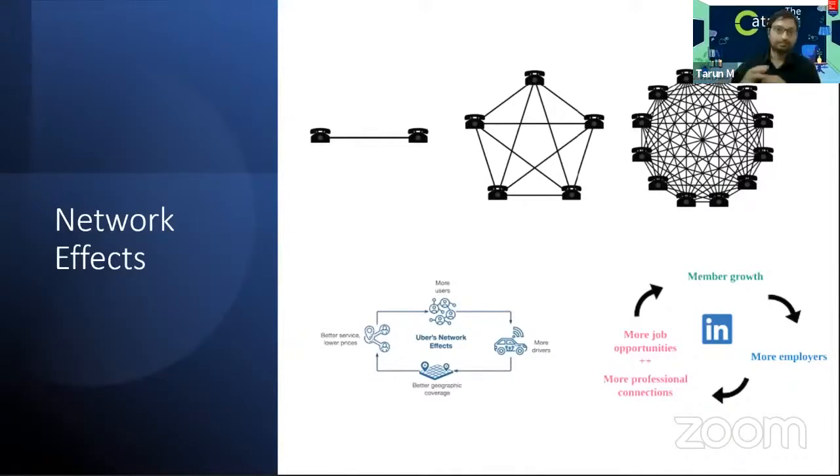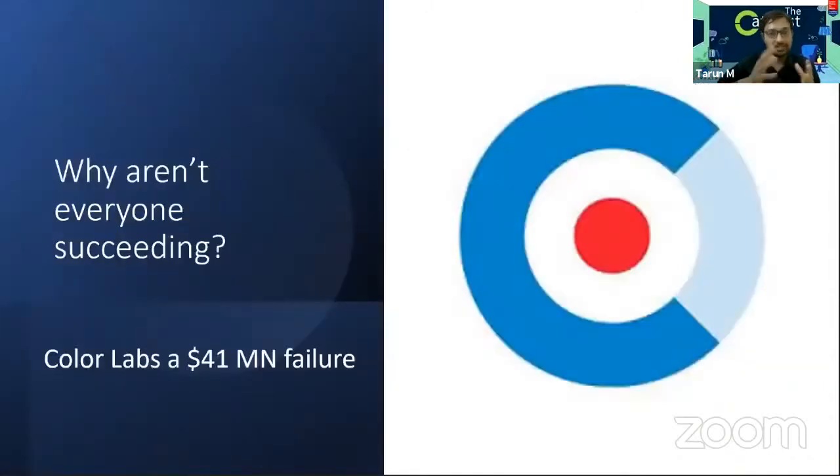And if that's the case, then why, I mean, every business that tries to be a platform would have to succeed, right? Why are they not really able to succeed? So let's look at some examples. There's this social network called Color Labs, which is a massive $41 million failure as an investment. And there were certain marquee names that invested in it.